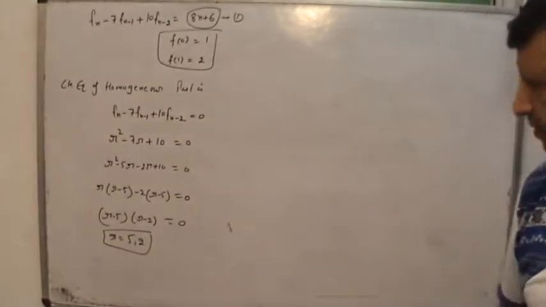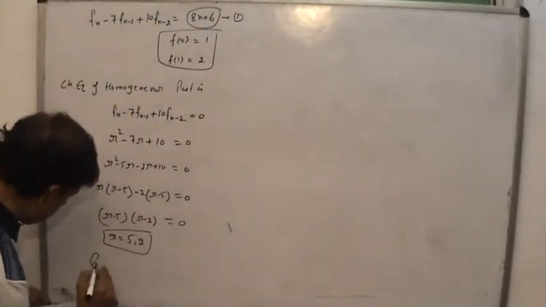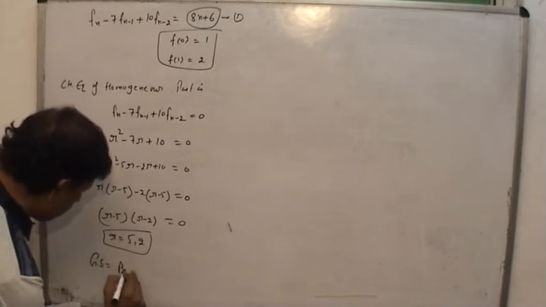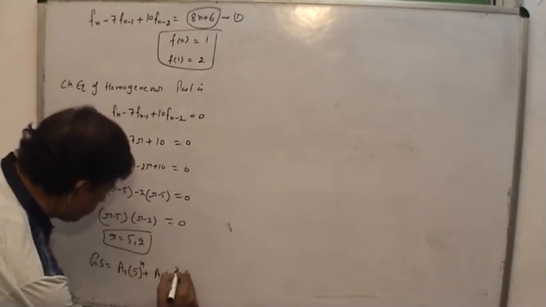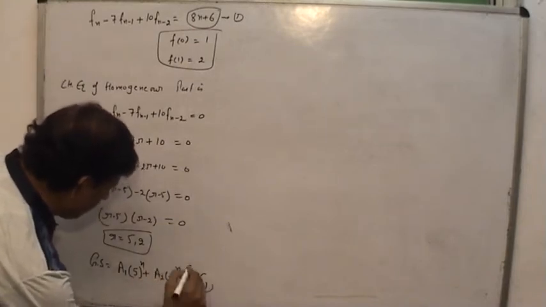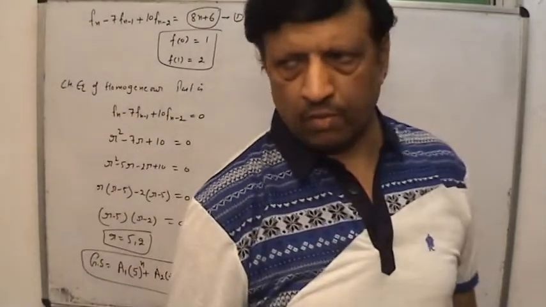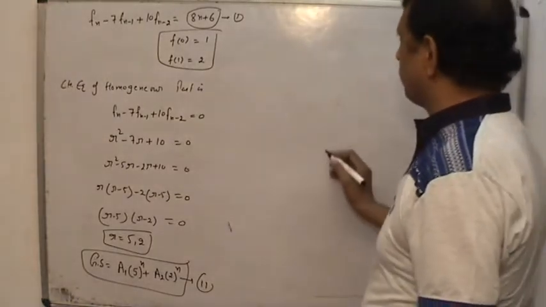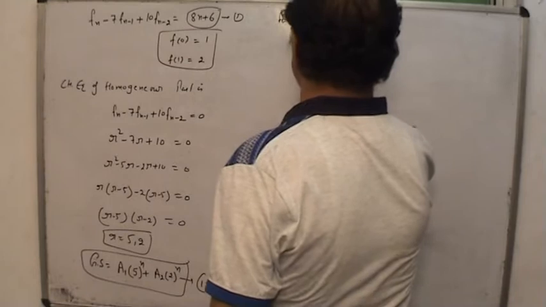If both roots are different in the homogeneous part, then what is the general solution? General solution is equal to A1 into first root raised to the power n plus A2 into second root raised to the power n. It is a general solution. Now, what about the particular solution?